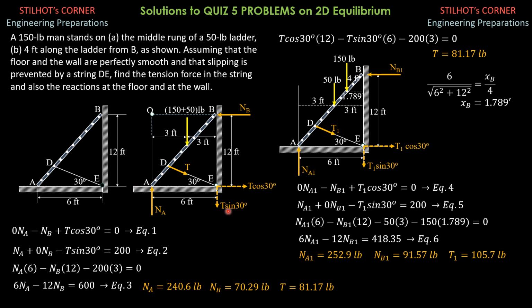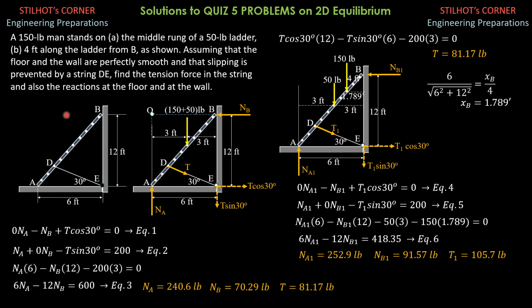So this is the FBD. There are 3 unknowns again. That should inspire you that this problem is very simple. In fact, if you sum up moment about the intersection between NB and NA at O, you can solve for T immediately.